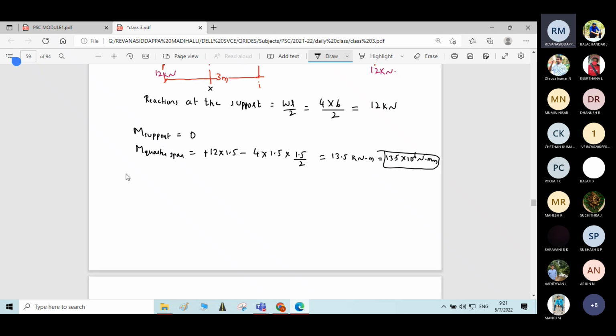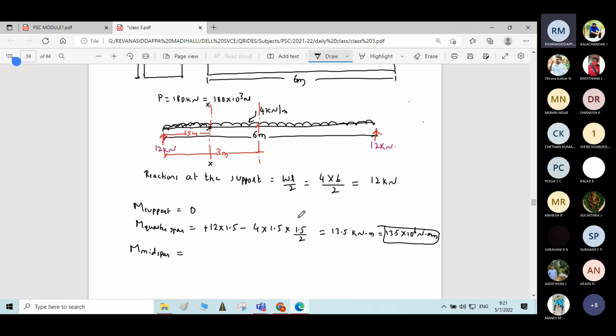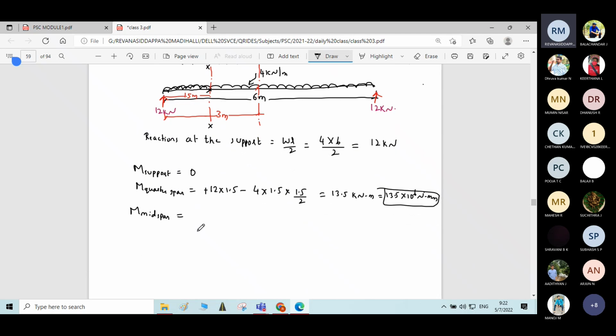Okay, similarly, moment at midspan. Moment at midspan you can calculate in two ways. First way is by using this reaction and taking the moment of this UDL, or else we have the direct formula for a simply supported beam carrying UDL. Moment at midspan is equal to what? WL square by 8. That formula you can directly use. Let me use that direct formula so that it will be easy for doing the calculation.